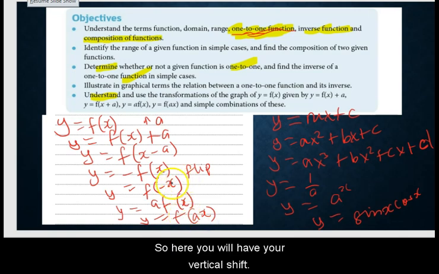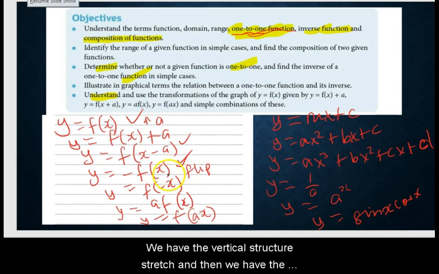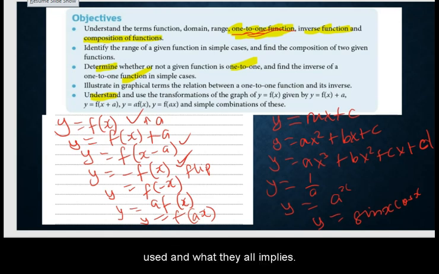So here you will have your vertical shift. Then we have our horizontal shift. We have reflection in the x-axis. We have the reflection in the y-axis. We have the vertical stretch, and then we have the horizontal stretch. So you should be able to know how these functions are used and what they all imply.